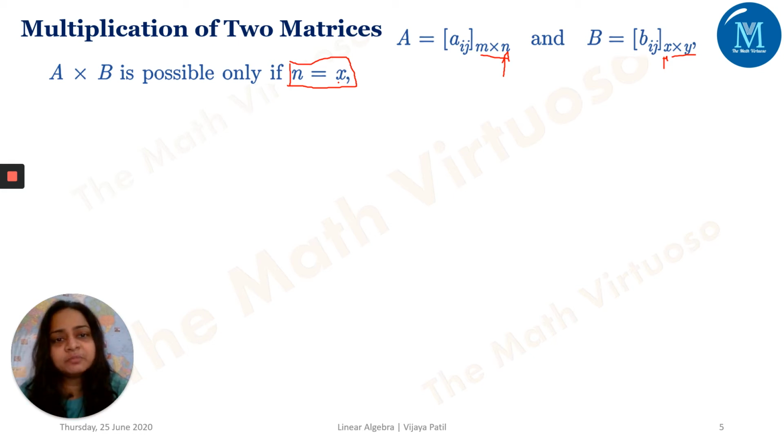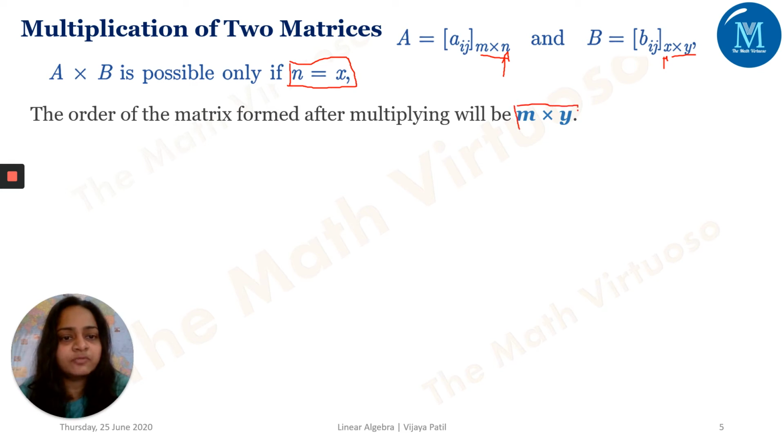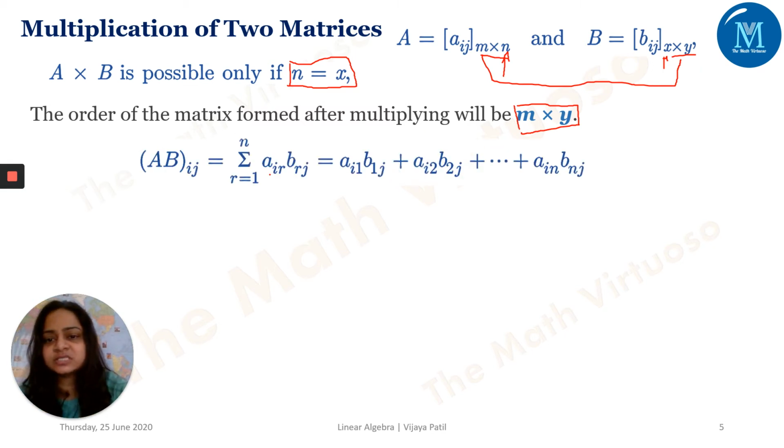After we have decided that multiplication is possible, what should be the order of the resultant matrix? The order of the resultant matrix would be m cross y. That means you can easily see here, I have said that n equals x, and therefore my resultant matrix will be of the order m cross y, right? And multiplication is like this. I'll explain it with an example, don't worry.